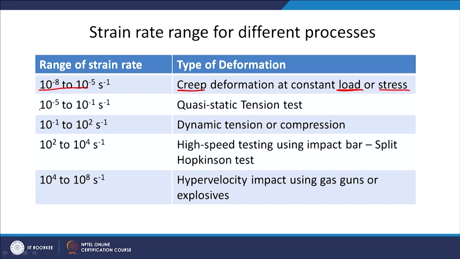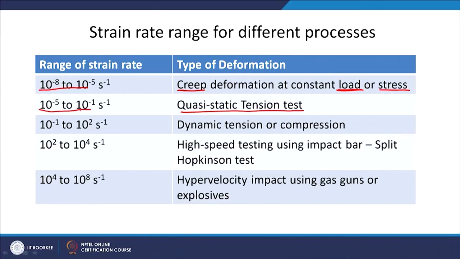Then the next strain rate range is 10 to the power minus 5 to 10 to the power minus 1, where you actually do a quasi static tension test. So, the normal tension test which you do in the laboratory is usually in this range. For example, superplasticity also we will be doing when we want to characterize superplasticity, in this particular strain rate range. Or when you do your room temperature tensile test, you do it at a strain rate of maybe 10 to the power minus 2 or so. So, that is why these are called quasi static. It is not exactly static, it is quasi static, a very slow deformation you are doing.